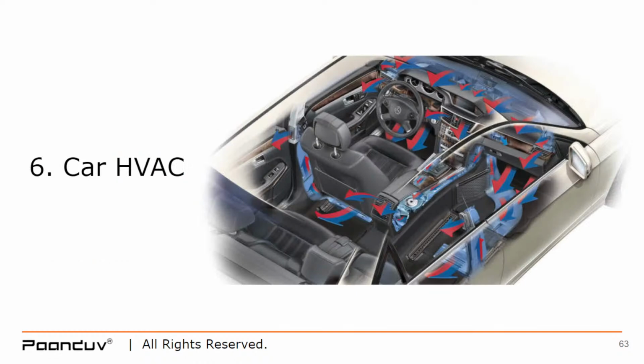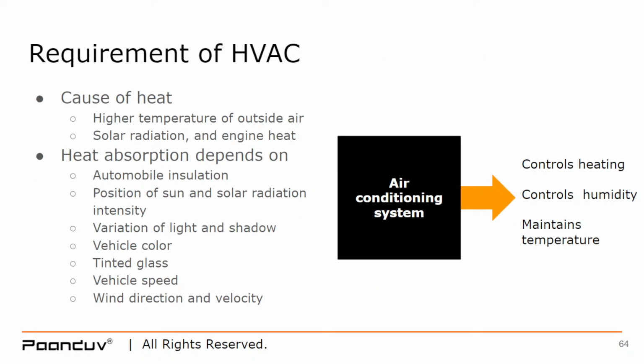So moving on to the last case study for today, a traditional car heating, ventilation, and air conditioning system. So why do we require heating, ventilation, and air conditioning? I mean, Indians don't need to be explained that, but it basically controls heating, controls humidity, and maintains temperature so that it is comfortable for all the passengers and driver inside the car. Some of the causes of the heat are solar radiation, the engine heat itself, and the higher temperature of the outside air.